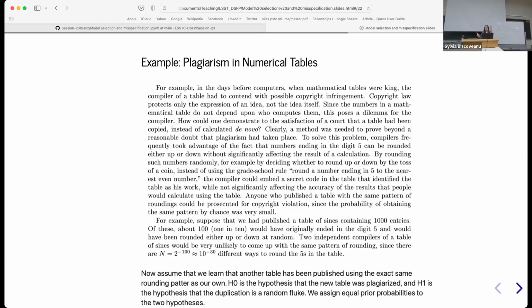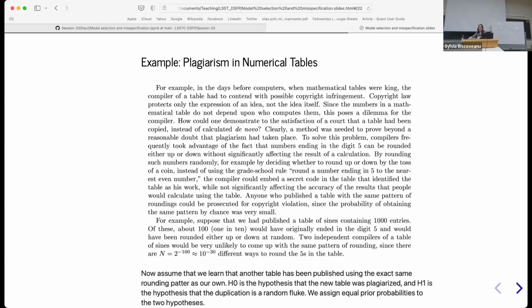For values in the table ending in 5, they would choose randomly, based on a specific pattern that they were going to encode into their table that only they knew, whether they were going to round that number up or down. And so if there were 2 tables that had the exact same rounding pattern, then you would know that the second table had been plagiarized from the first, because the publisher of the second table should not know what rounding pattern the publisher of the first table had chosen.